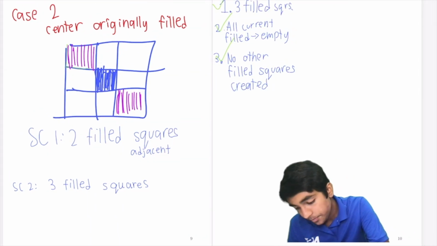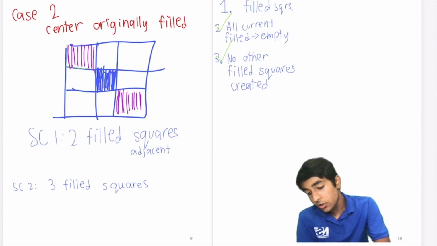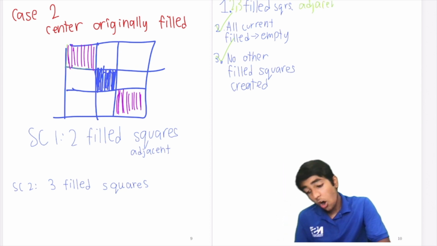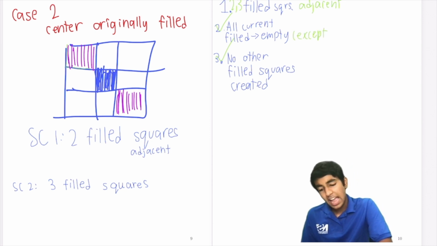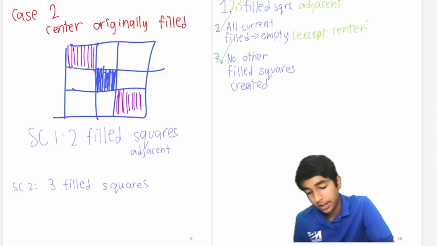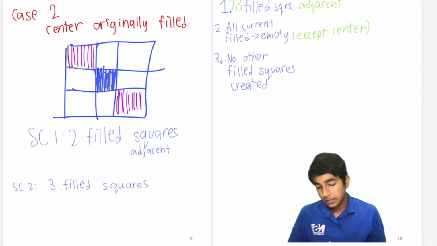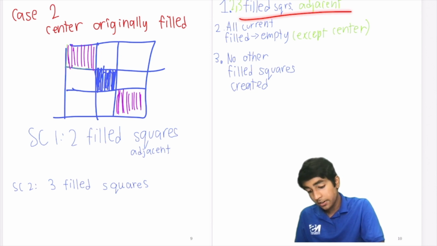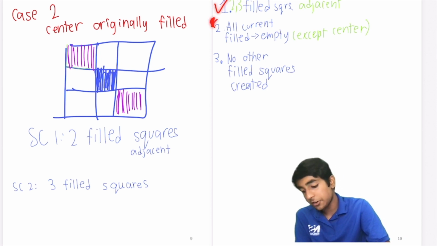Okay. And so the cases are, it's not necessarily three filled squares, but 2 or 3 filled squares adjacent. All currently filled squares empty except the center one, of course. And no other filled squares created, that condition still applies in its entirety. So does this satisfy case 1? 2 or 3 filled squares adjacent to the center? Yes, it does. Does it satisfy case 2? That all current filled squares become empty besides the center one?